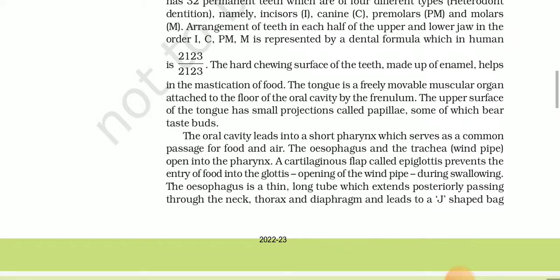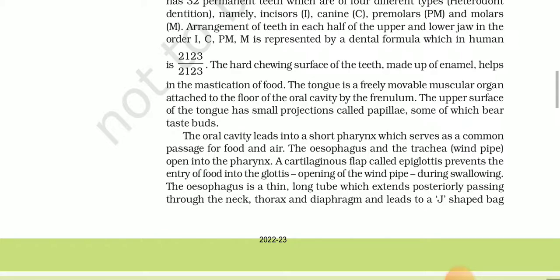The oral cavity leads into a short pharynx which serves as a common passage for food and air. So where does the oral cavity lead to? It leads to a short pharynx. This pharynx is a common passage for food and air. The esophagus and trachea or windpipe open into the pharynx. So the pharynx divides into 2, that is, one is the esophagus and another one is the trachea or windpipe.